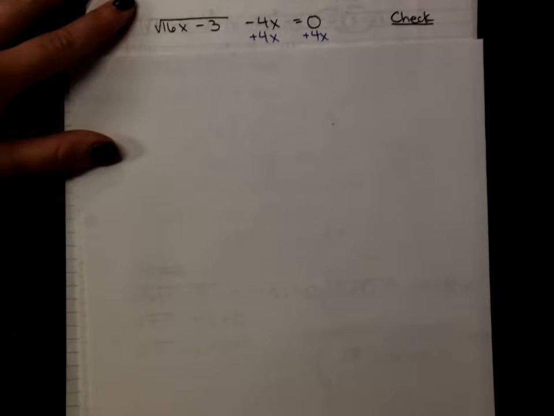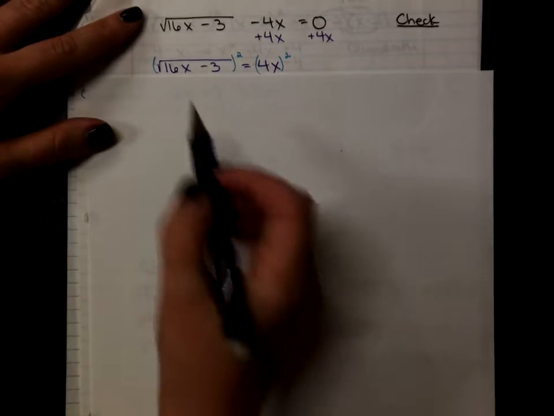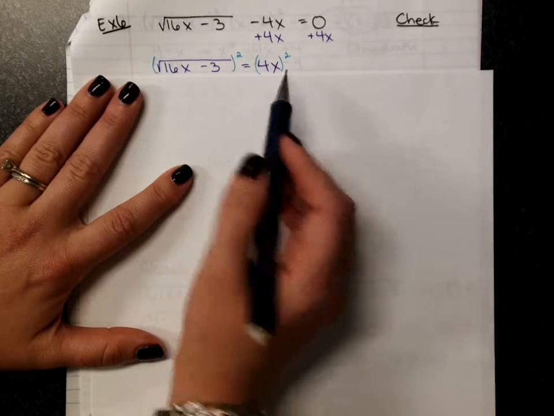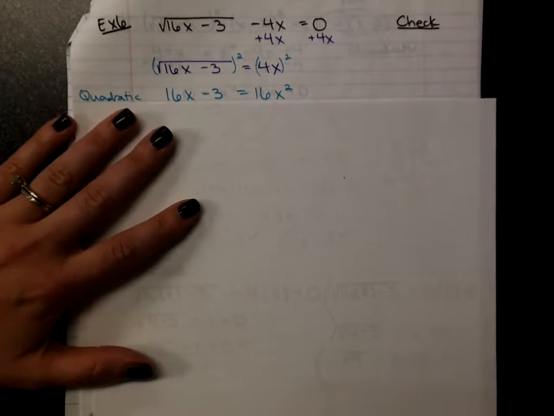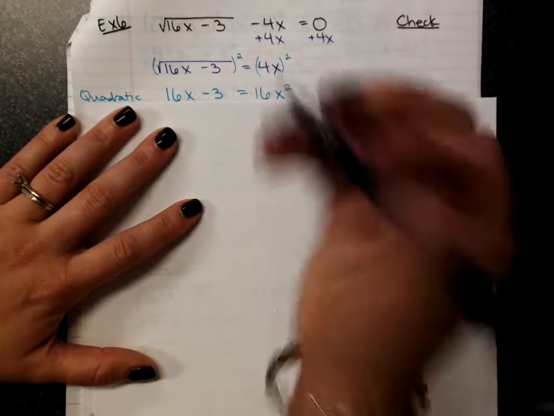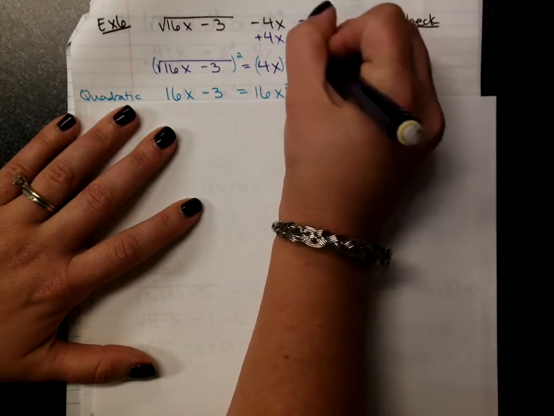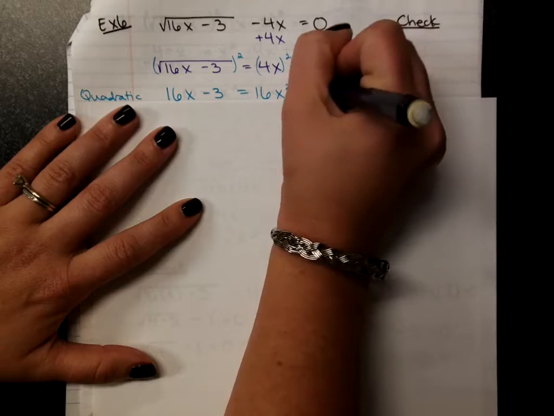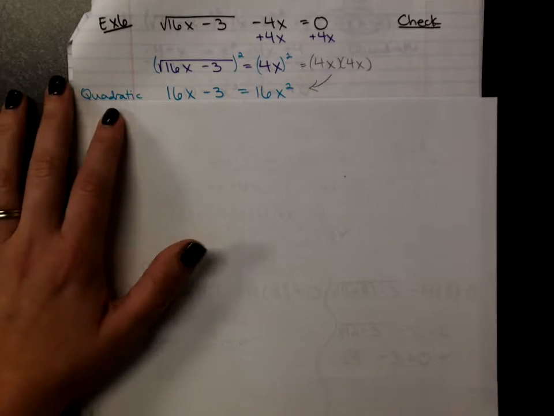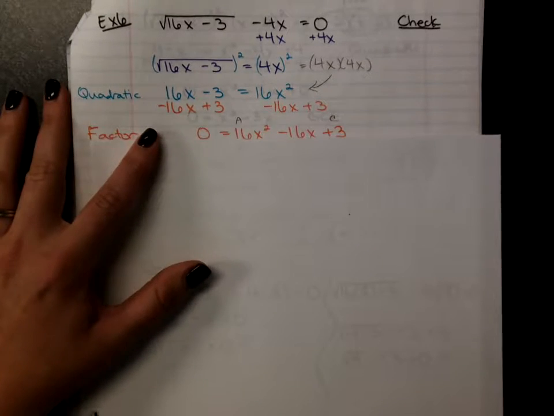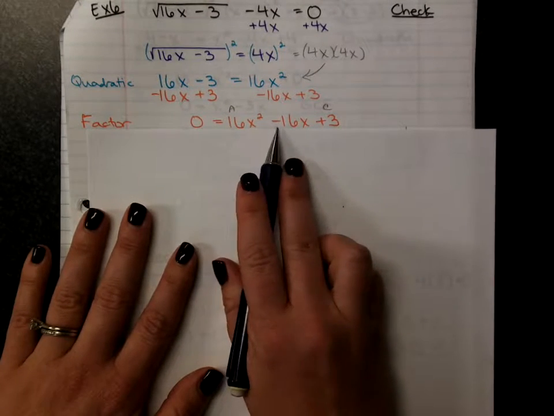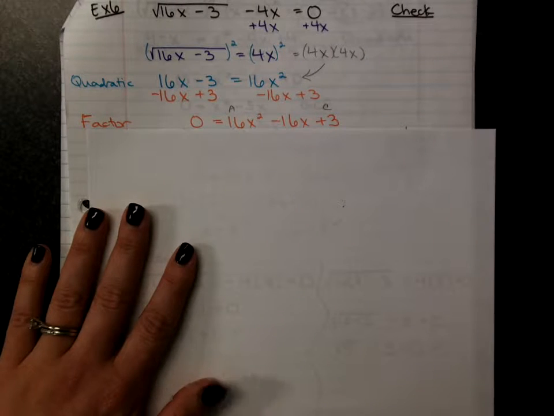Here we're going to add 4x to both sides to move it over. That's going to give you the square root of 16x minus 3 equals 4x. Then we're going to square both sides. That's going to give me 16x minus 3, which is the part under the radical, equals 4x squared, remember, is 4x times 4x, which is 16x squared. As soon as you see the x squared, you have a quadratic situation. So we need to move everything to one side and set it equal to 0. So we get 16x squared minus 16x plus 3. That means we need to factor.